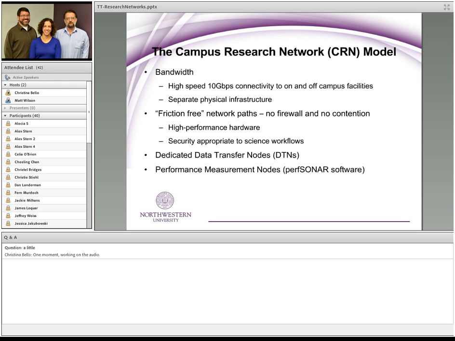And finally, the model includes active performance measurement. So the research community in general has adopted the Perf Sonar software package to leverage this. So if you have a collaborator in another institution, it should be very easy for us to set up scheduled tests between our Perf Sonar server and theirs to verify and confirm that we can get the kind of throughput that we expect from the network.